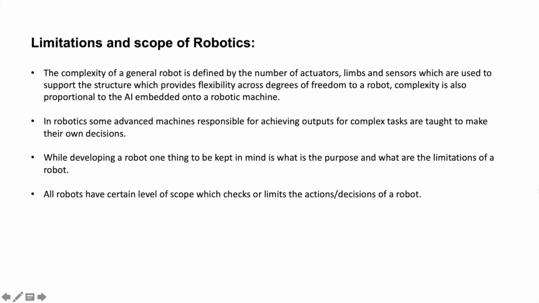Limitations and scope of robotics. The complexity of a general robot is defined by the number of actuators, limbs, and sensors which are used to support the structure, which provides flexibility across degrees of freedom to a robot. Complexity is also proportional to the artificial intelligence embedded onto a robotic machine to do assigned tasks. In robotics, some advanced machines responsible for achieving outputs for complex tasks are taught to make their own decisions.